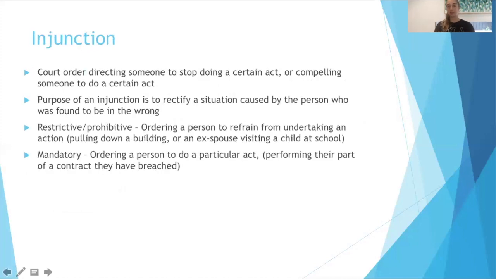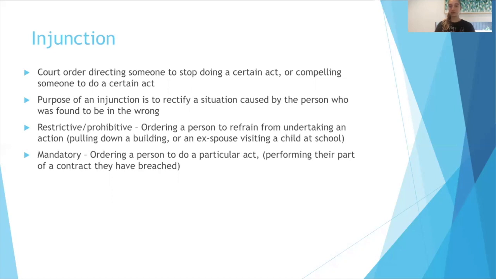Another way that the purposes of remedies can be fulfilled is through an injunction. An injunction is a court order that directs someone to stop doing a certain act or forces them to do a certain act. The purpose of an injunction is to rectify and fix the situation caused by the defendant.